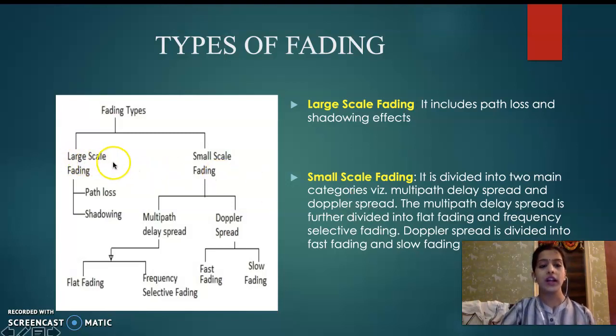In large scale fading, there are two types. First one is path loss and second one is shadowing. In small scale fading, there are two types. First one is multipath delay spread and second one is Doppler spread. In multipath delay spread, again there are two types: flat fading and frequency selective fading. In Doppler spread, also there are two types: fast fading and slow fading.